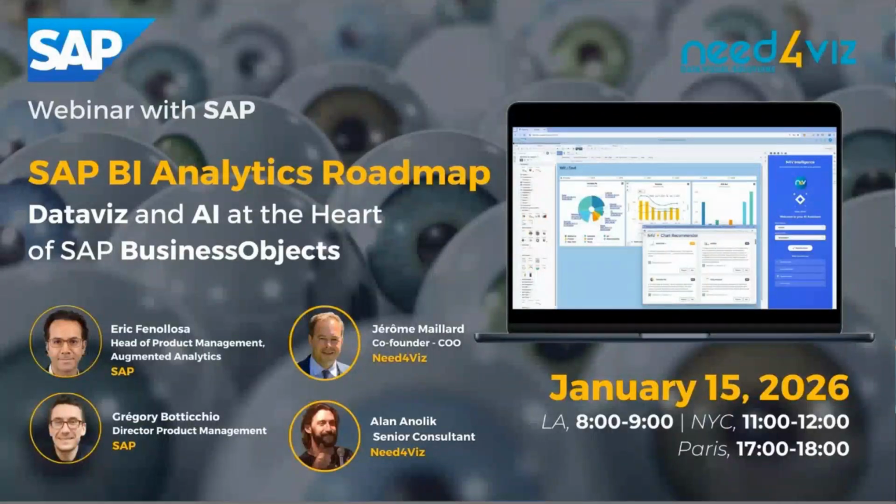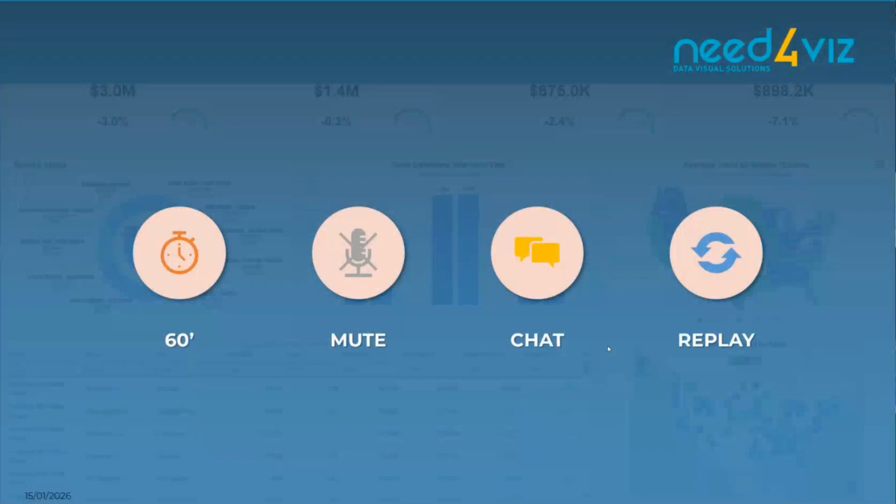Awesome. Hello, everybody, and welcome to our session today on the SAP BI Analytics Roadmap and the demonstration of Need for Viz, to show that Dataviz and AI are at the heart of SAP BI and our favorite tool, SAP BusinessObjects and Web Intelligence. So as everybody trickles in, we're going to give everybody some time to get settled.